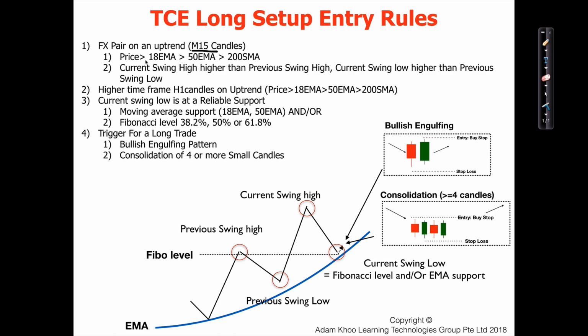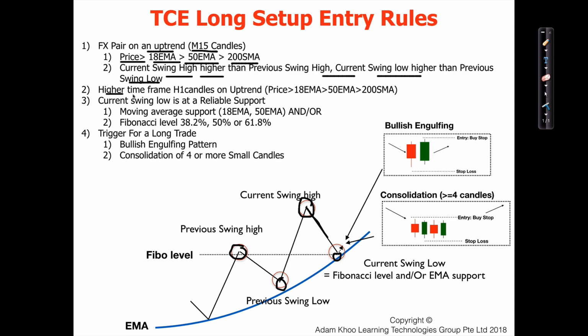Again, similarly, we need a very clear uptrend when we're going long. The price above 18, 18 above 50, above 200. And again, we need to see that higher high and higher low pattern. So take a look over here. The price is coming down and it's going to hit the 50 moving average. We want to ensure that the current swing high is higher than the previous swing high, and this bounce low is higher than the previous low over there. So higher high, higher low. Those rules remain the same.